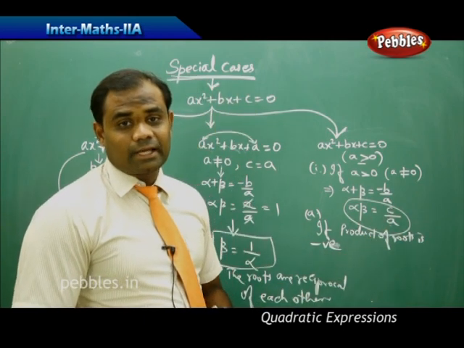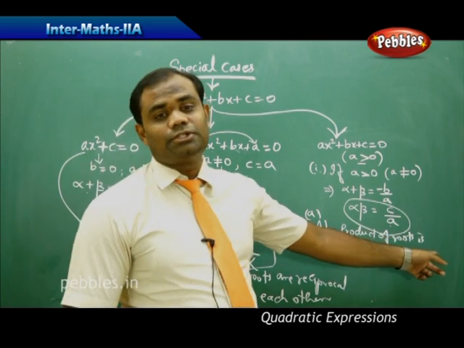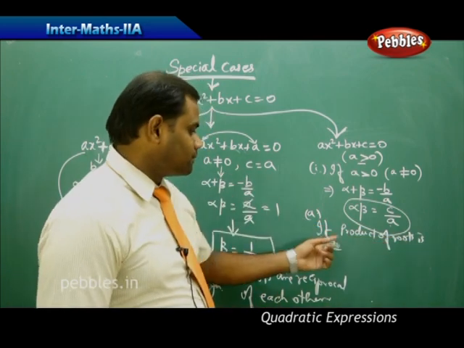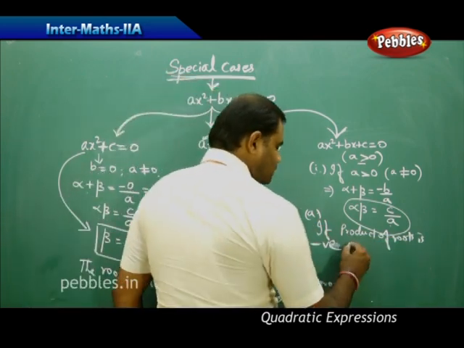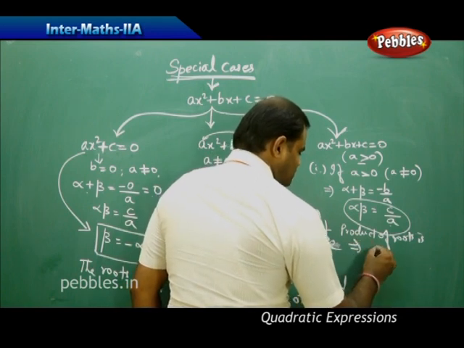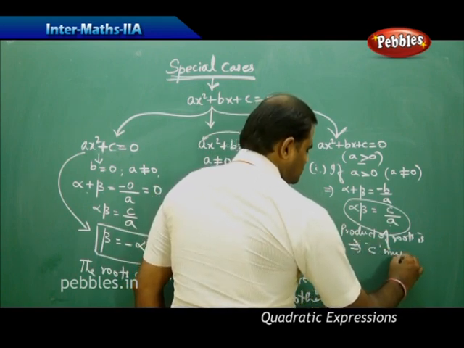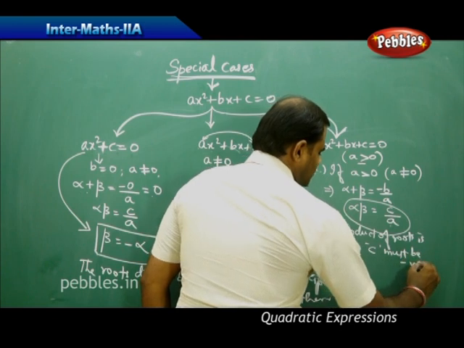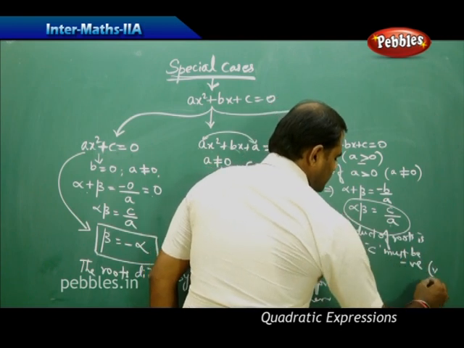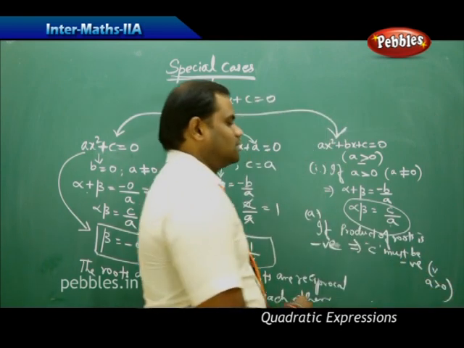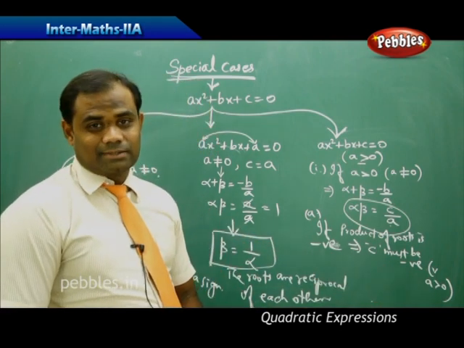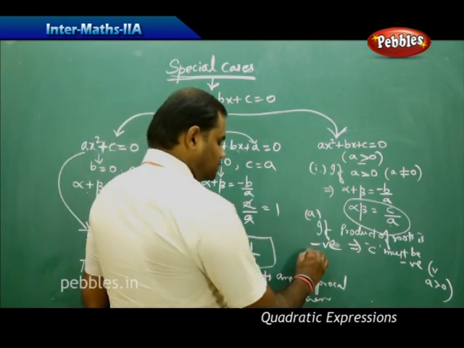So we derive the sign of c based on the nature of the product of roots. Therefore, if the product of roots is negative, that implies c must be negative, since a is positive, is how we conclude in this.